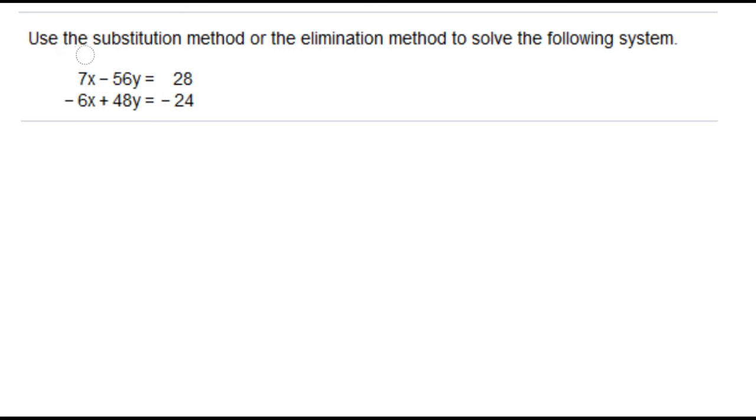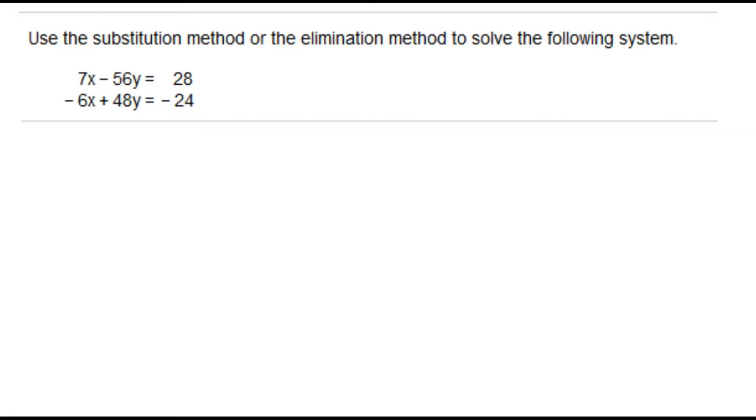This question says, use the substitution method or the elimination method to solve the following system. 7x minus 56y equals 28, negative 6x plus 48y equals negative 24.